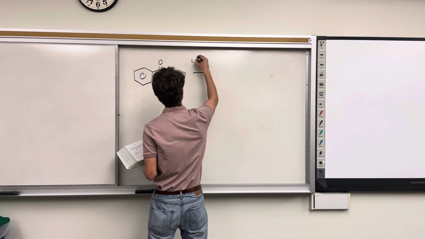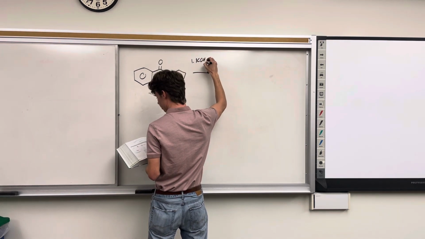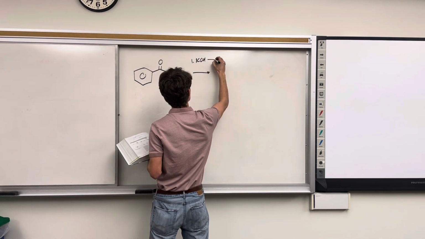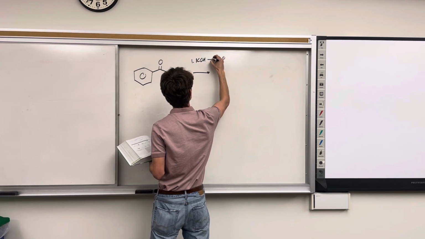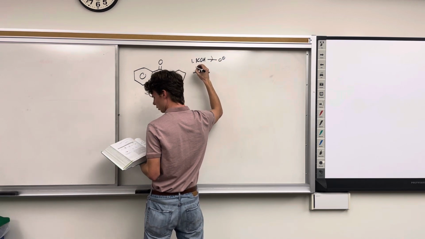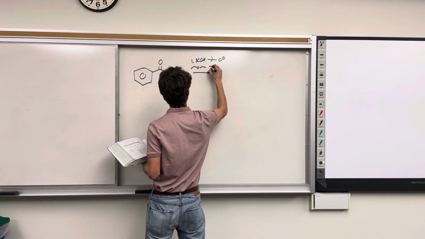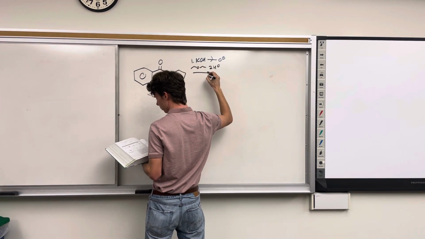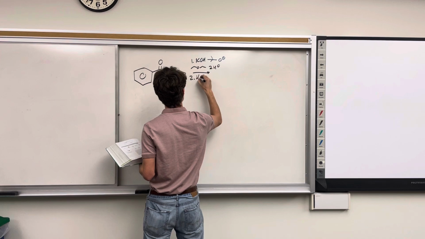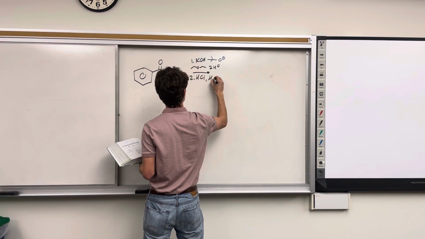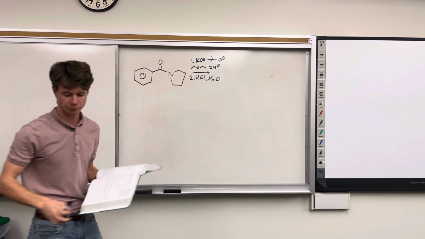So KOH, that's tert-butoxide. Then they included again an ether and 24 degrees. And then the second step is acid workup. So HCl and water. There we go.